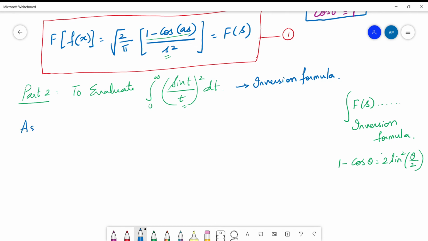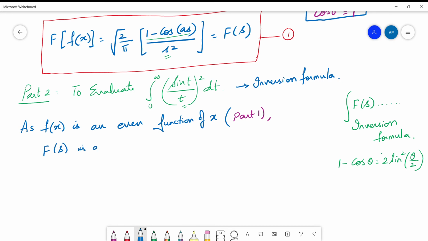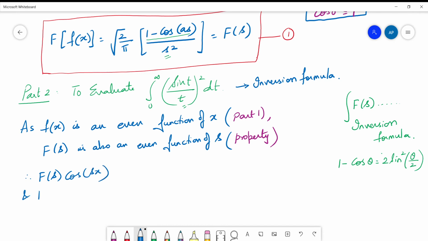So now let me start by judging the nature of F of s. I start with: as f of x is an even function of x, this is an even function of x. We have proved it in part 1. And what are we going to judge now? Its Fourier transform, that is F of s, is also an even function of s. This is because of the property that we learned. So because it's an even function, what are we going to do? Judge its products. Which products? F of s cos sx and F of s sin sx.